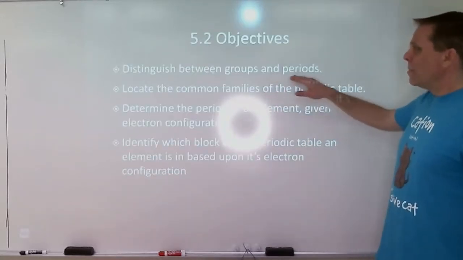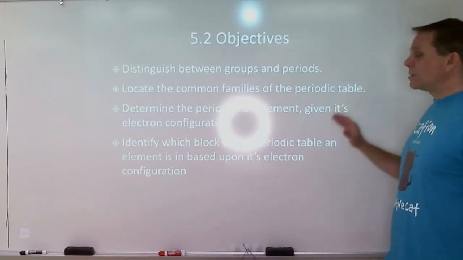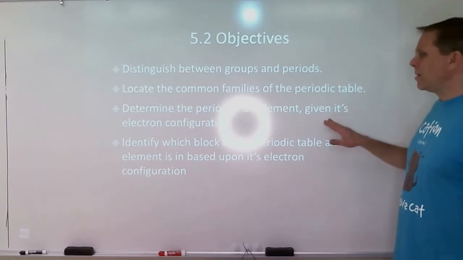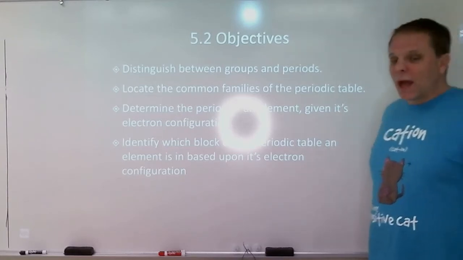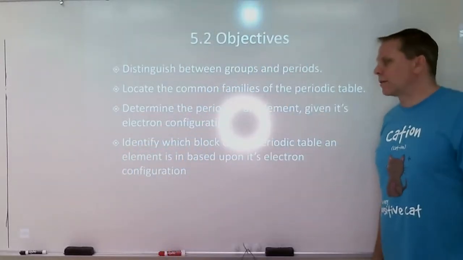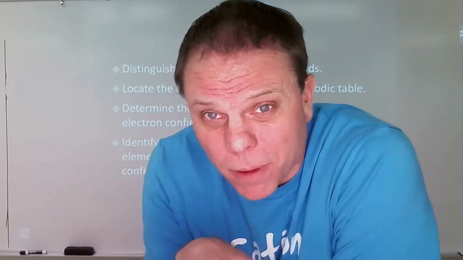Our objectives today: make sure that we're distinguishing between groups and periods. We got that down, right? Locate the common families. So we're going to give you some names for these families of the periodic table. Determine the period of an element given its electron configuration. So I can give you the electron configuration, 1s2, 2s2, 2p4, and you're going to be able to tell me which element it is. Woo! That's cool. All right. Identify which block of the periodic table an element is in based upon its electron configuration. So if I were to have told you that 2p4 thing and finished off with 2p4, you'd also be able to tell me the period. Okay, so you'll be able to tell me the group or family, and then you'll be able to tell me the period, both. All right.